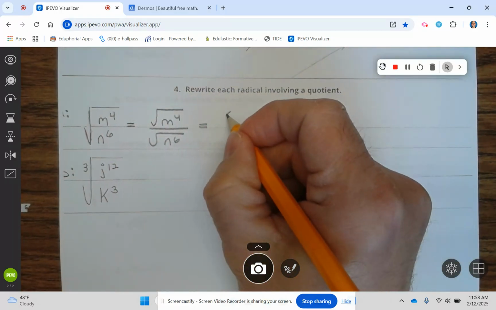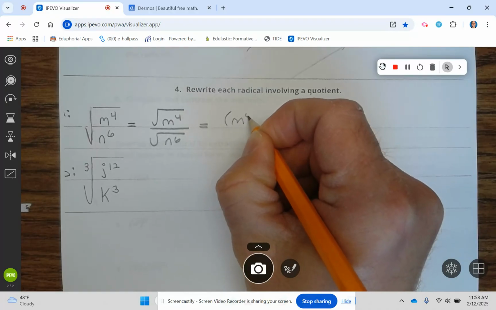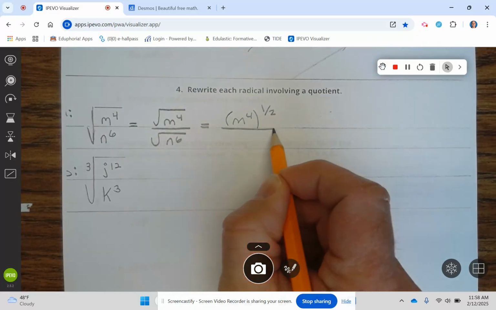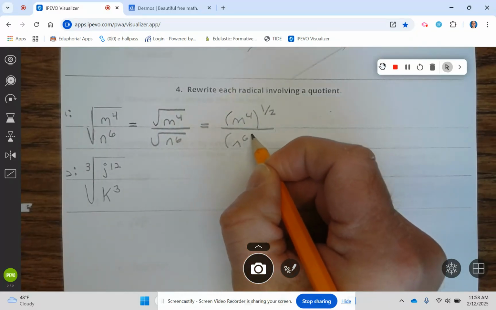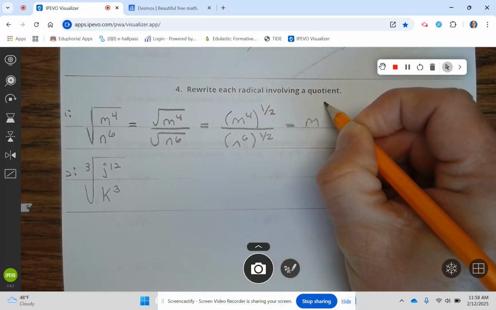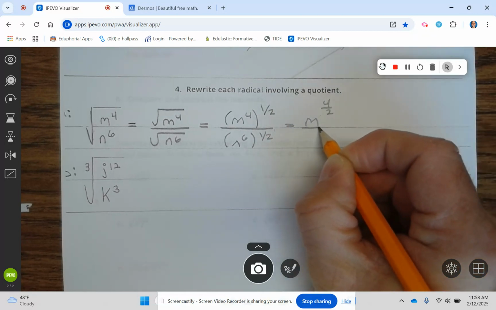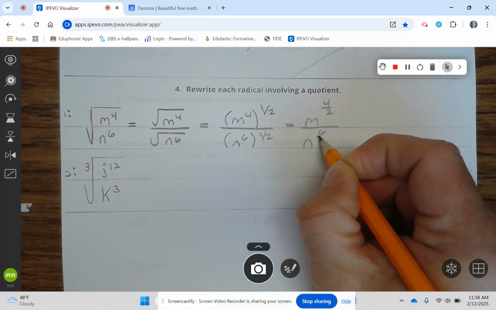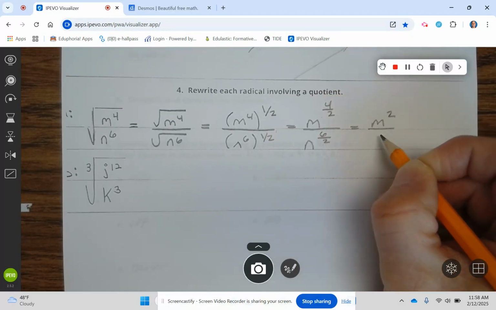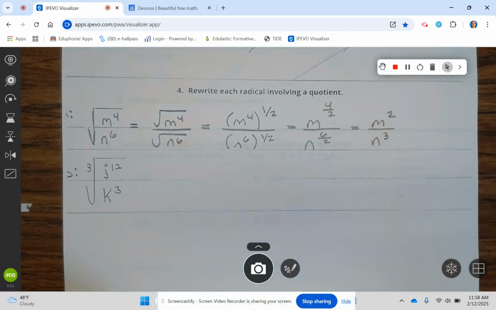And then that can be written as m to the 4th to the 1/2 power divided by n to the 6th to the 1/2 power, which then becomes m to the 4 divided by 2 and n to the 6 divided by 2, so that simplifies to be m squared divided by n cubed. All right, go ahead and finish up that. All right, let's take a look at the next one.